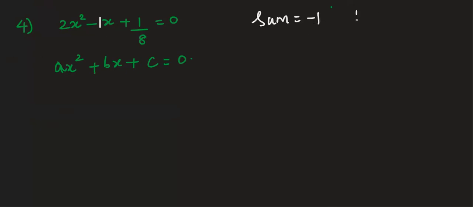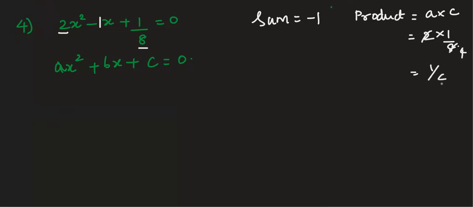Okay, so minus 1. And the product should be a into c. That is the coefficient of x square, and also the constant term. So here a is 2, see here, this is 2. And the constant term is 1/8. So into 1/8. Okay, so when I solve this one, cancel, 4. So 1/4. So the number which I'm going to choose, if I multiply the two numbers, I should get 1/4. And the sum should be equal to negative.